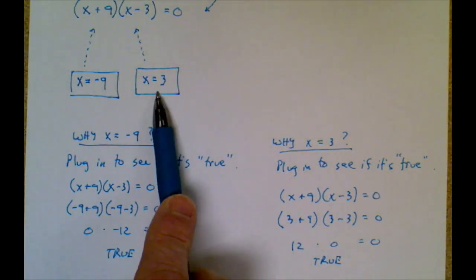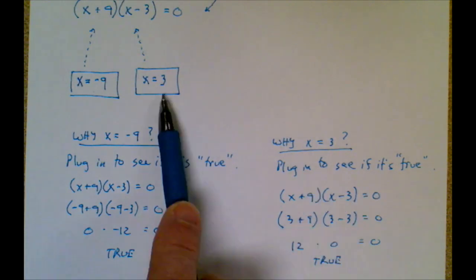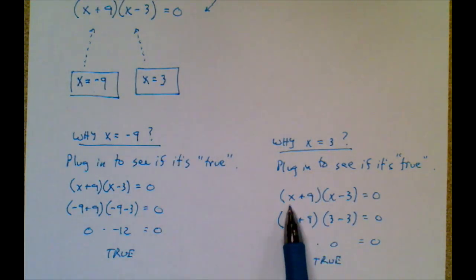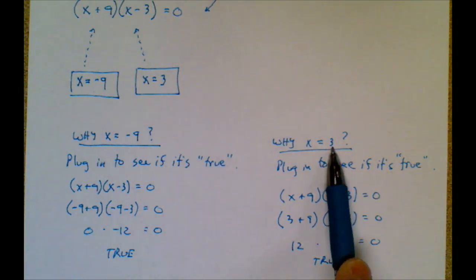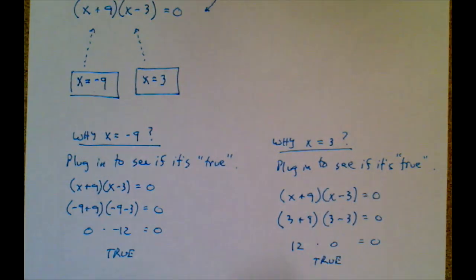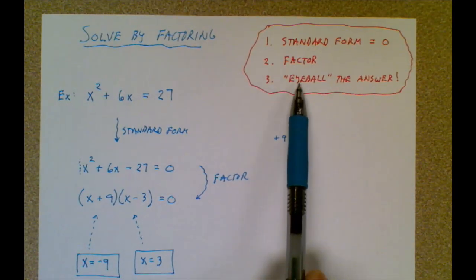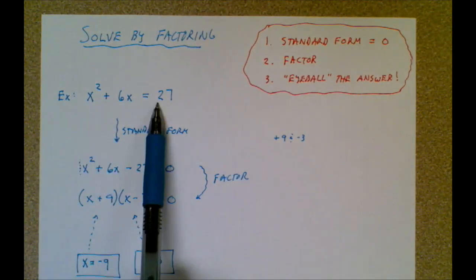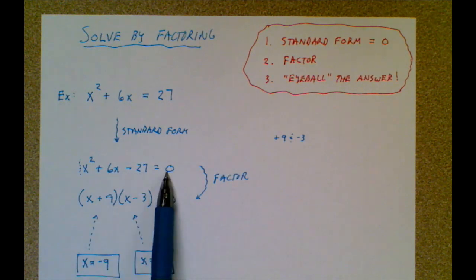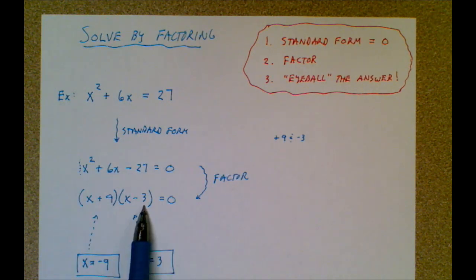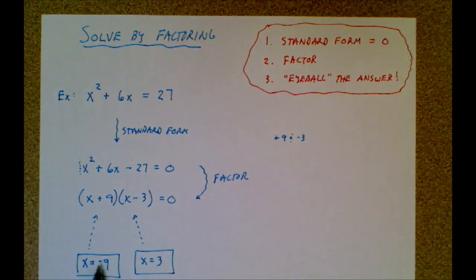The same thing with the 3. If I take my factored form and I plug in the 3 to see if it's true, I get 12 times 0, which is 0, which means 3 made that equation true. That last part might have been a little bit distracting. Just remember that you take your equation, put it in standard form, set equal to 0, you factor it, and you eyeball the answer. You just say, hey, what x makes each of those parentheses become a 0?